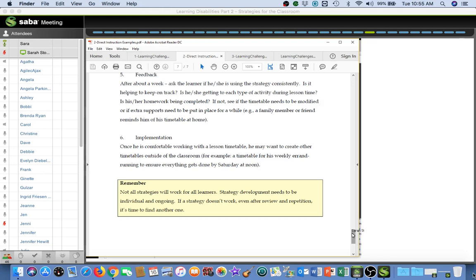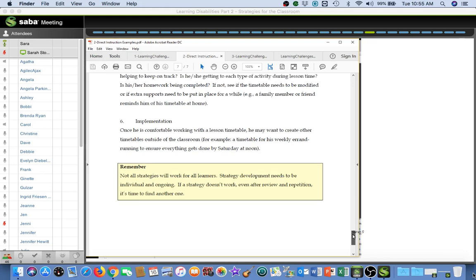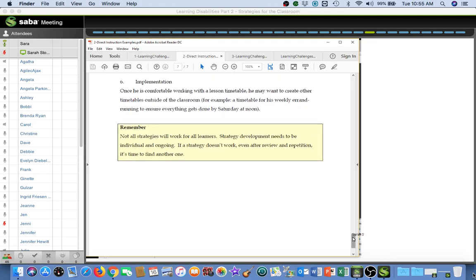Implementation. So once the learner is comfortable working with a lesson timetable, they may want to create other timetables outside the classroom, like a weekly errand running to ensure everything gets done by Saturday at noon. I'm not sure where I would be without Google Calendar. I'd have no idea what day it is or what appointments I have unless Google is telling me. So, Jean also writes color coding with the time.